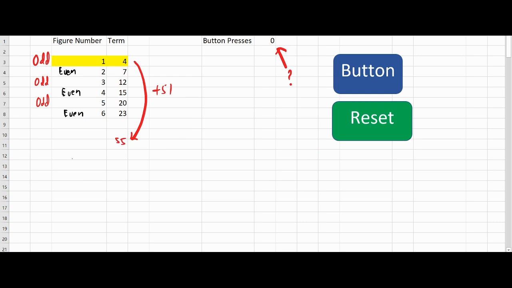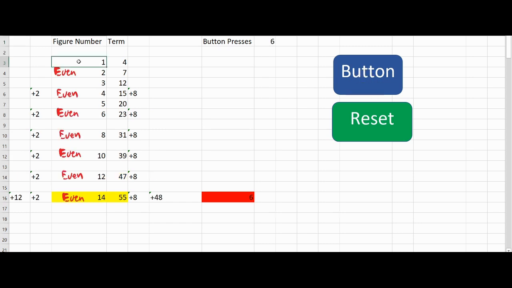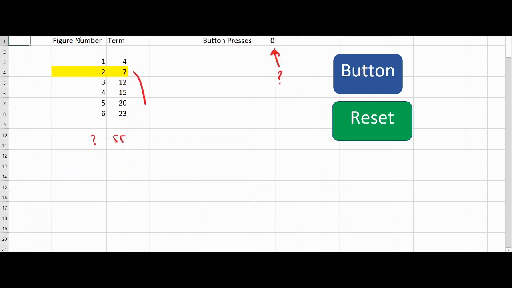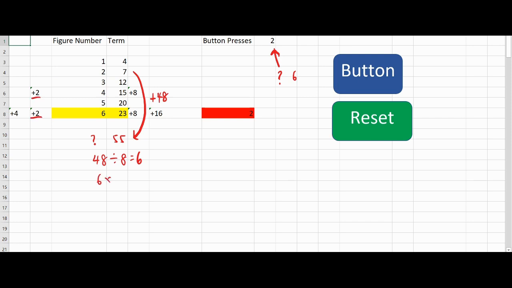The second method might be easier. Once we figure out that we must be on an even row, we just change our starting point to figure 2. From figure 2, we can get to all the even rows. We have to add 48 to our starting term of 7 to get to 55. To figure out the number of times we have to press the button, we take 48 divided by 8, which is 6. We press the button 6 times, which means that we add 12 figures to figure 2 to get our answer, figure 14.